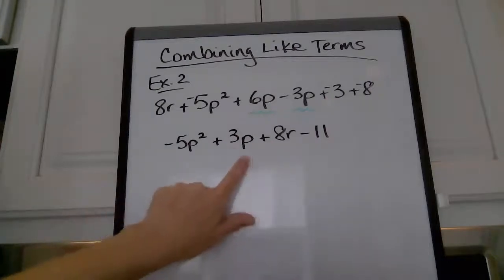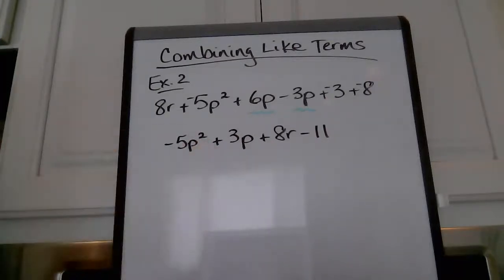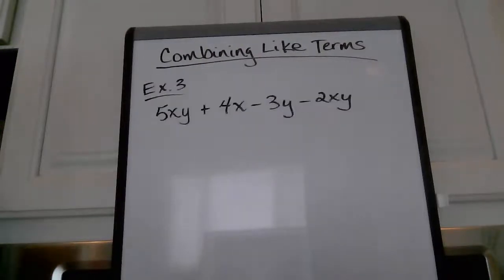These cannot be combined because of this exponent. It's in alphabetical order. Our constant is last, so we're good. Okay, let's look at one last example just to show you what else you might run across.